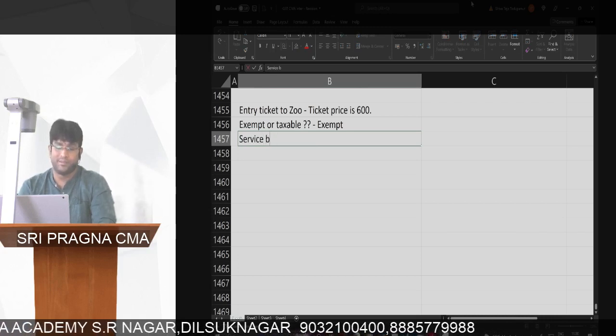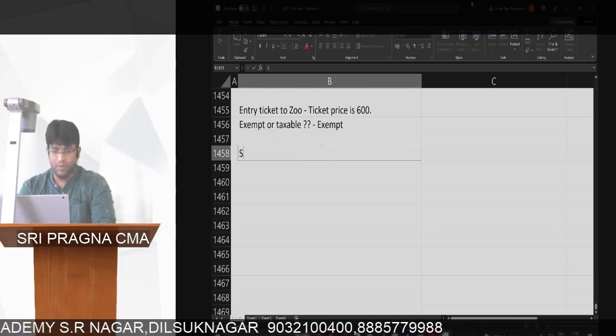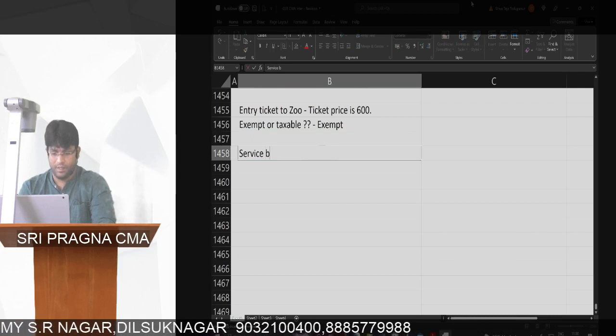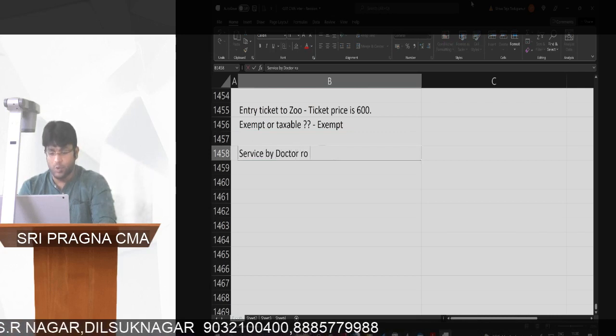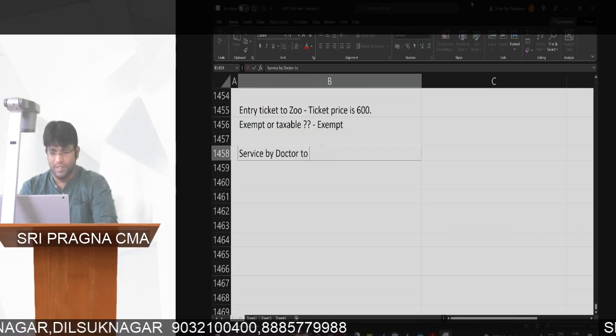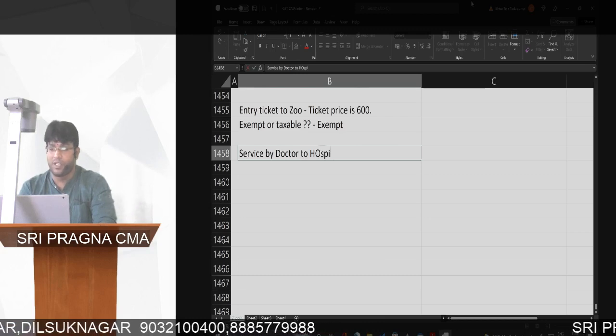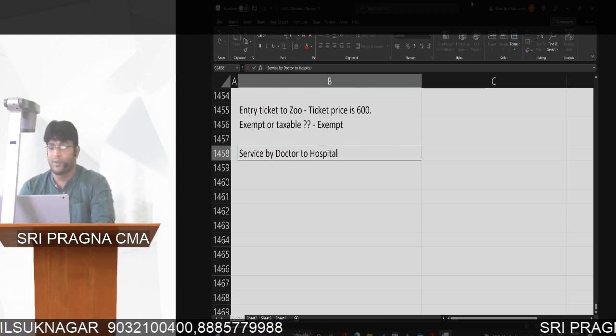Next, service by doctor to hospital. I am not asking about hospital to patient. Hospital to patient is exempt.